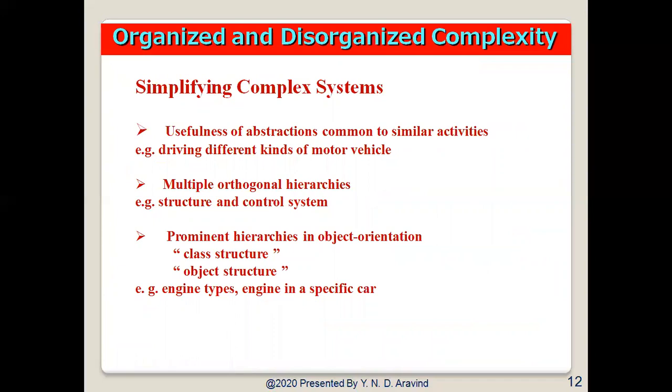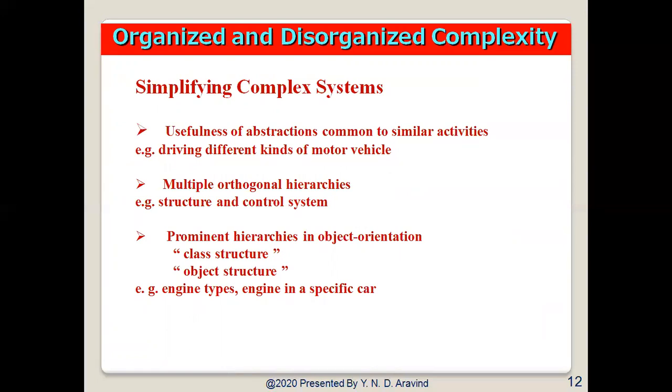Organizing and disorganizing complexity. One mechanism to simplify concerns in order to make them more manageable is to identify and understand the abstractions common to similar objects or activities. For example, take a car. The common abstractions in this example would be clutch, accelerator and brakes. All these are common to all motor vehicles, including the car.